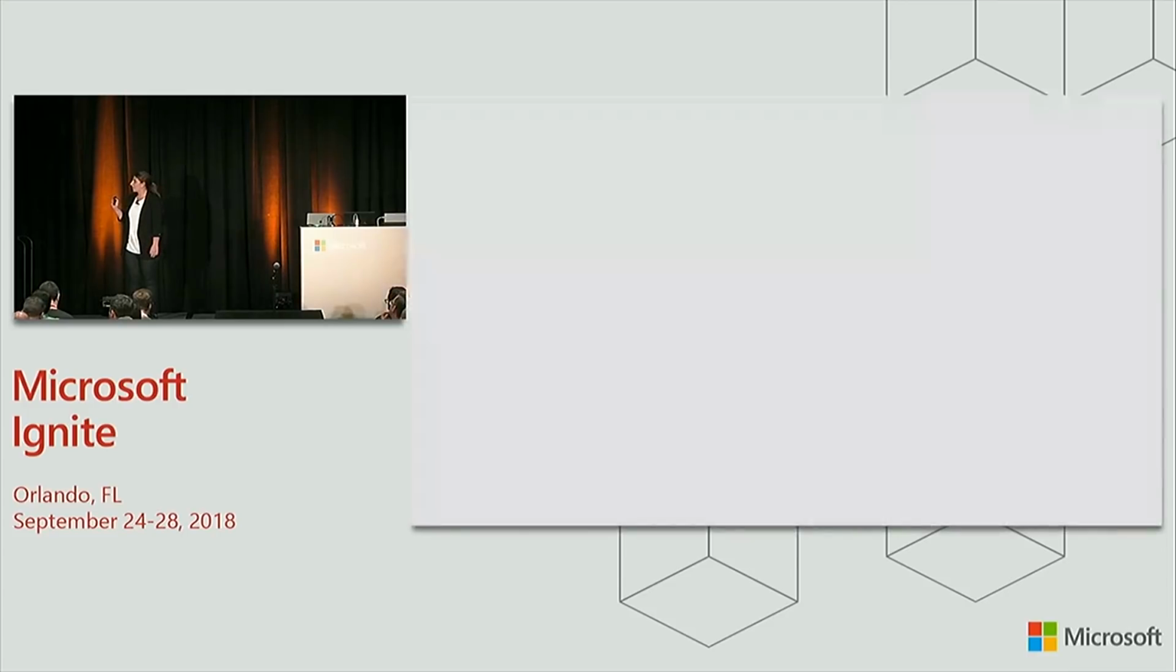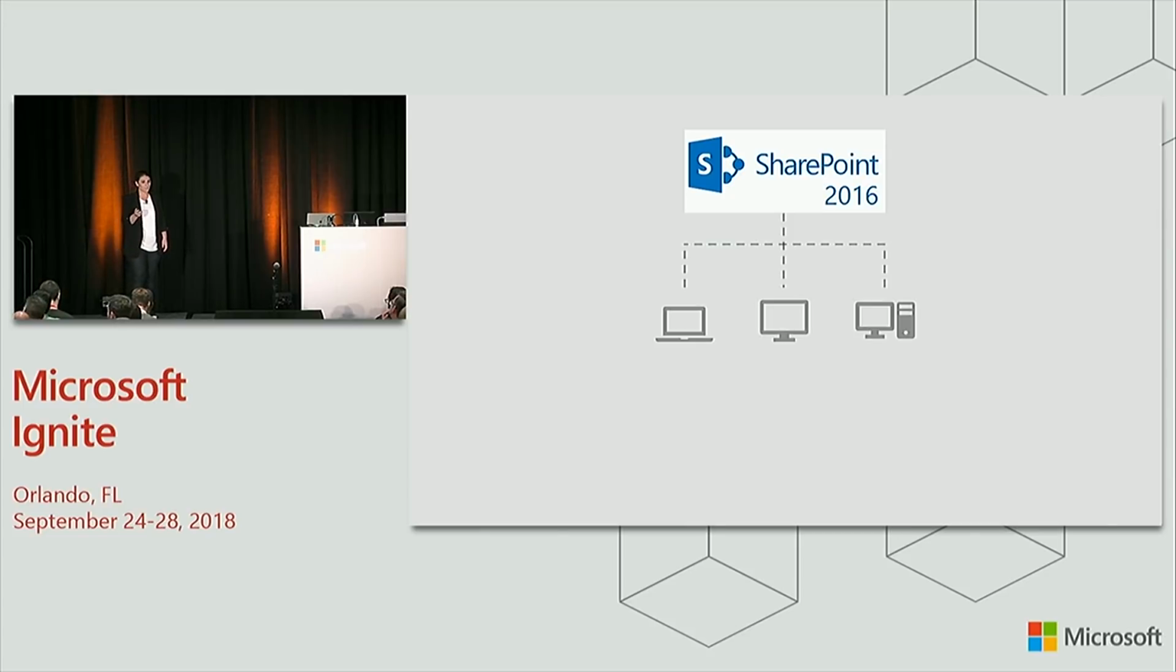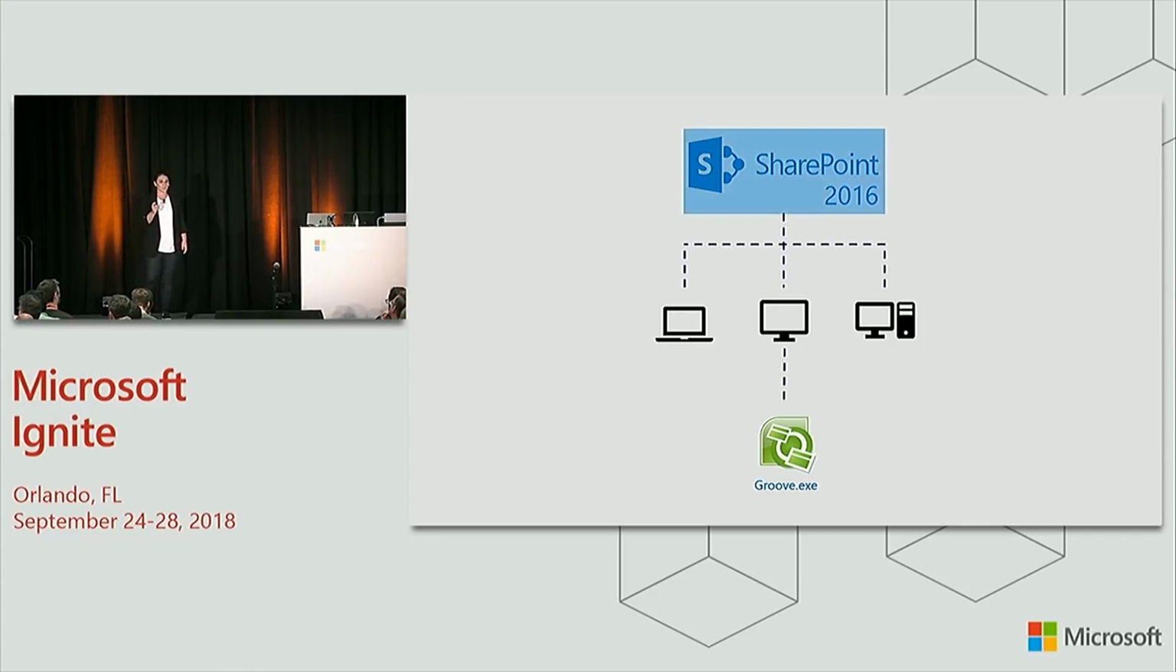Now let me walk you through the process. Let's say you're running an older version of on-prem in your organization, and your users are using Groove to sync their files. The first thing you're going to do is upgrade your servers to 2019. Has anyone actually tried that as part of the preview yet? No, not many? Okay, cool.